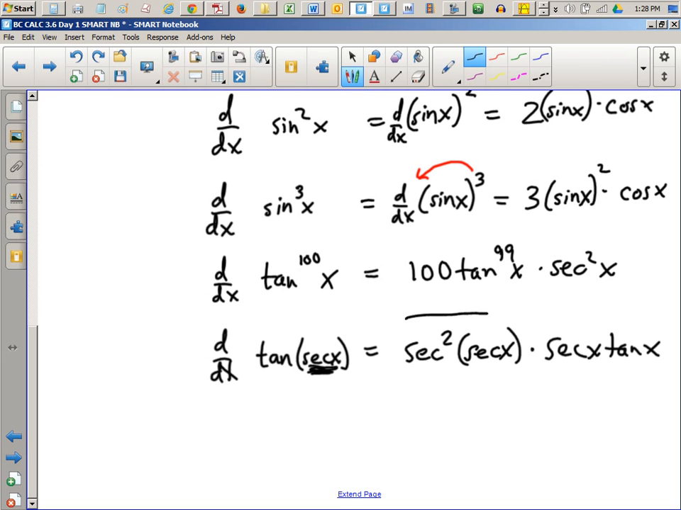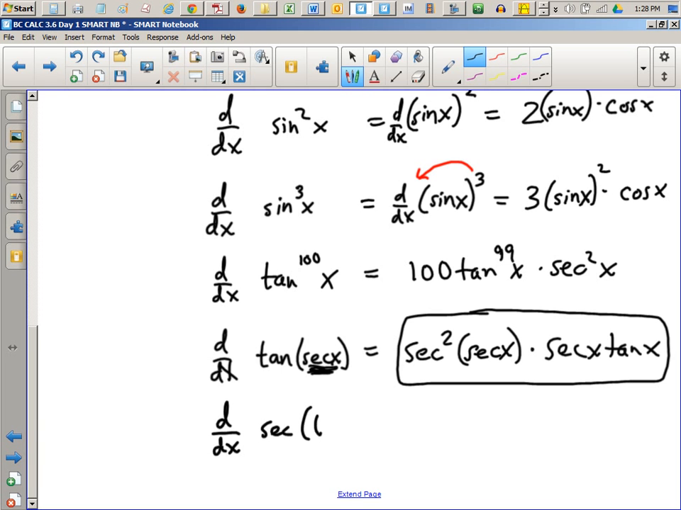Do you guys see what I did? I took the derivative of tan first. That's sec squared, but I left the angle as secant x. Then I looked on the inside and said, oh yeah, there's a secant x on the inside. Then I took the derivative of that and tacked it on at the end as a factor. It gets multiplied on. Okay, let's switch it around. Let's put the secant on the outside and the tan on the inside. Okay, just for variety's sake.